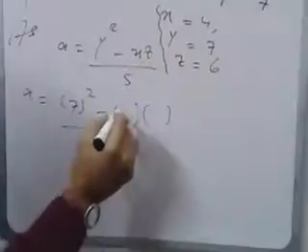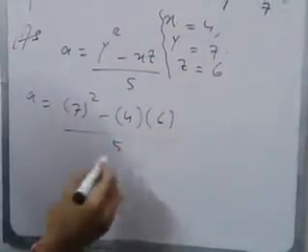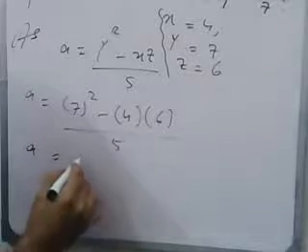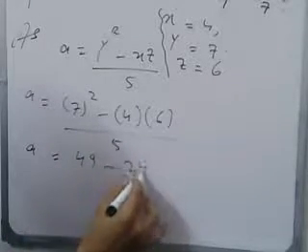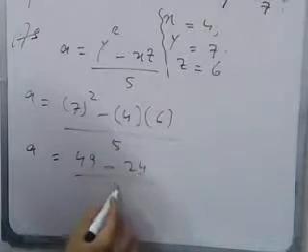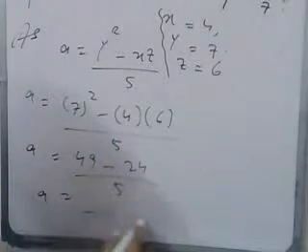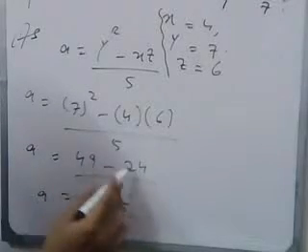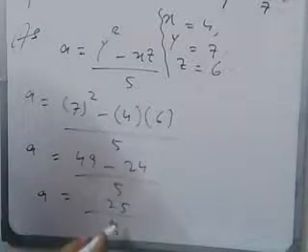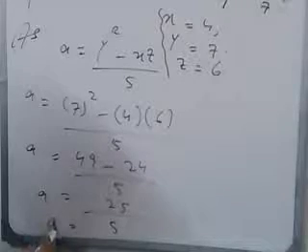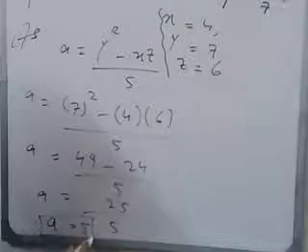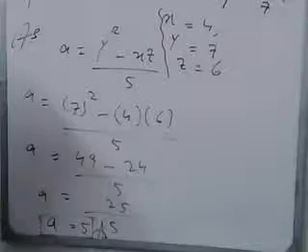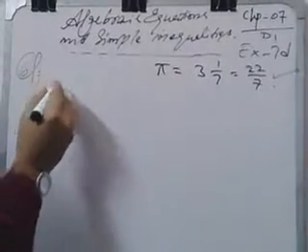7 square minus the value of x, and the value of x is 4, z is 6. Simplify it. 7 7s are 49, 6 4s are 24, over 5. 49 minus 24, you will get 25, the sign of the greater value. And when you divide this, you will get 5 5s are 25. Here the value of A is 5. Now coming to question number 6.